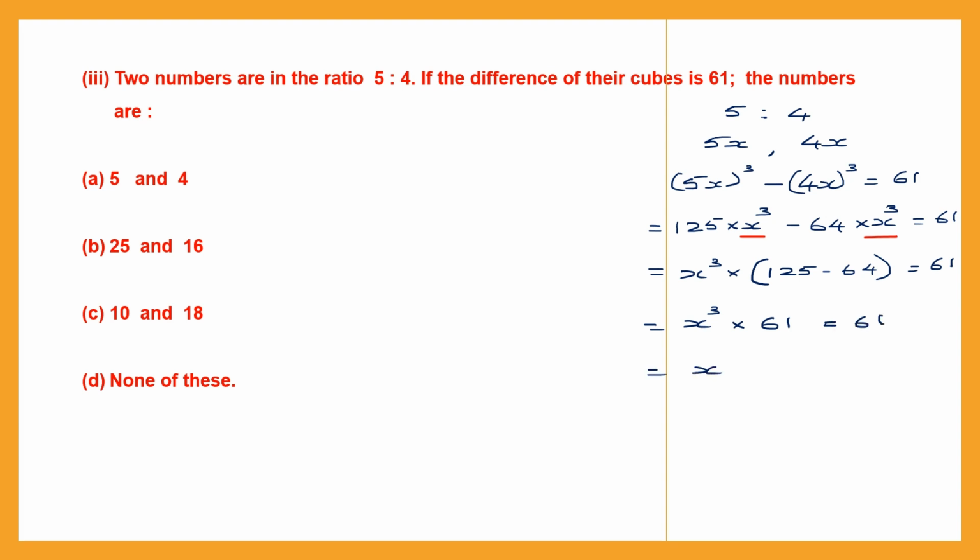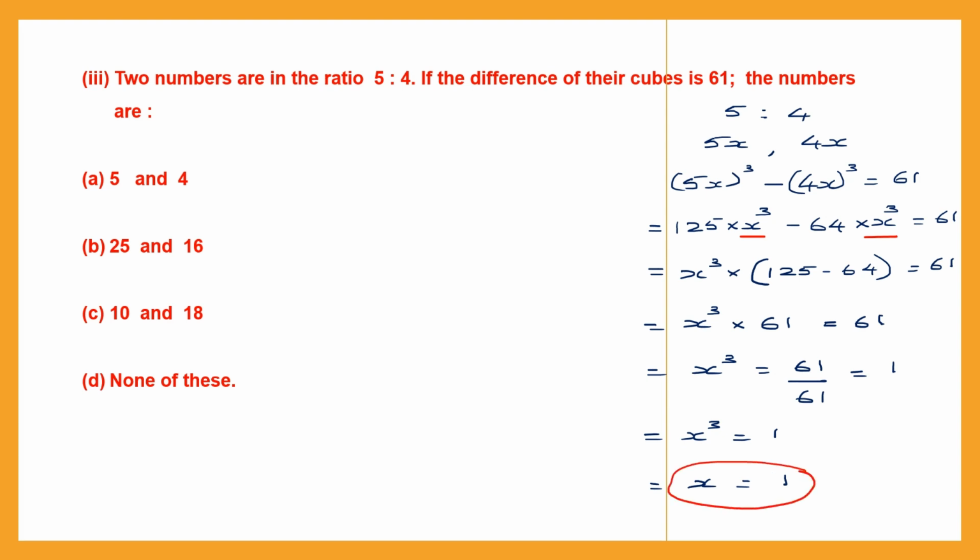So x cube will be equal to 61. Now I'm going to transpose the 61 to the other side, so it becomes division by 61. 61 by 61 is 1. So x cube is 1. Now I'm going to put it in the place of x after finding the value of x. If x cube is 1, the cube root of x cube, or x, will be equal to 1, because the cube root of 1 is 1. So now I have found the value of x.